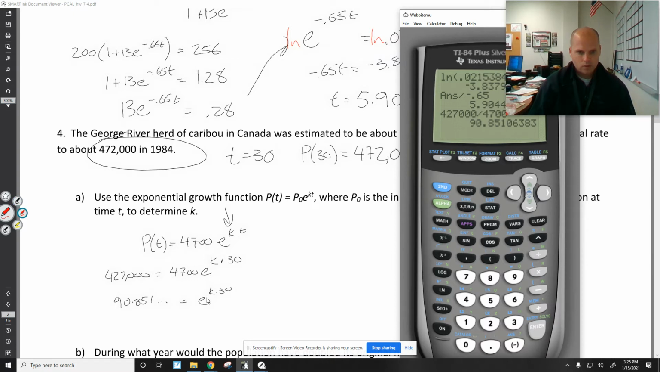I'm ready to bring down the k times 30, so take the natural log of both sides. The natural log of this number is 4.509, dot, dot, dot, equals 30 times k. Divide by 30, and you get k equals this divided by 30.